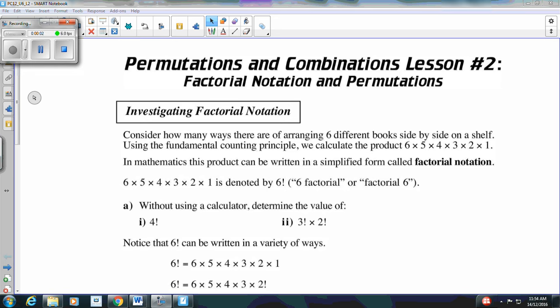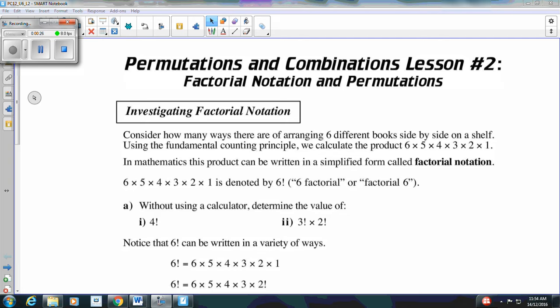Okay, permutations and combinations lesson 2, factorial notation and permutations. Consider how many ways there are of arranging 6 different books side by side on a shelf. Use the fundamental counting principle. We calculate the product to be 6 times 5 times 4 times 3 times 2 times 1. In mathematics, this product can be written in simplified form called factorial notation.